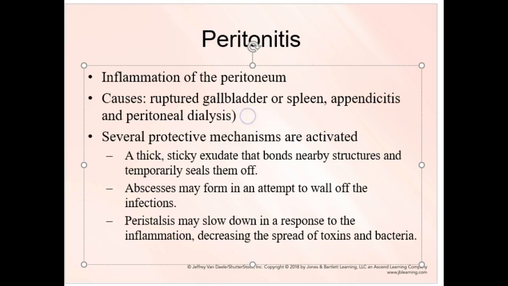Okay, so several protective mechanisms are activated, and exudate will bond to nearby structures, trying to seal them off. You can also get a more formed abscess. Peristalsis will slow down in response to that inflammation, trying to decrease the spread of those toxins and bacteria.